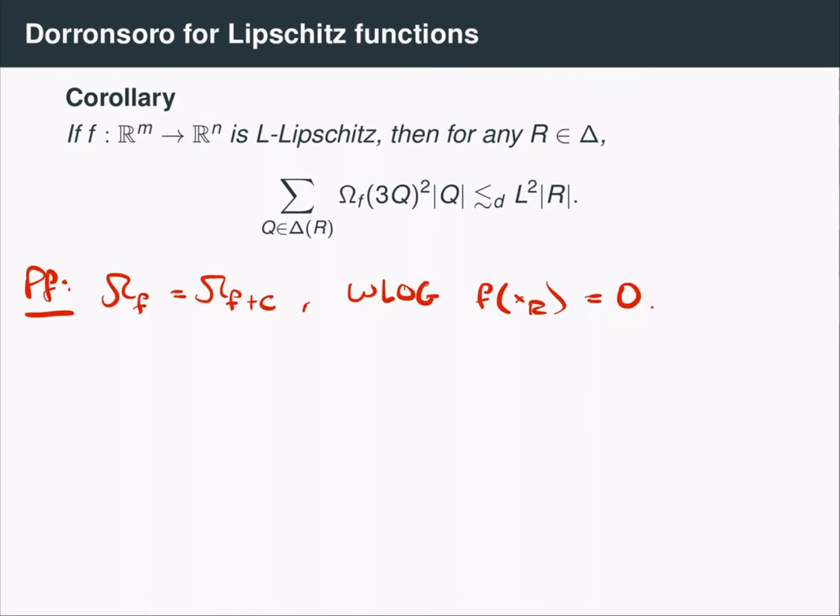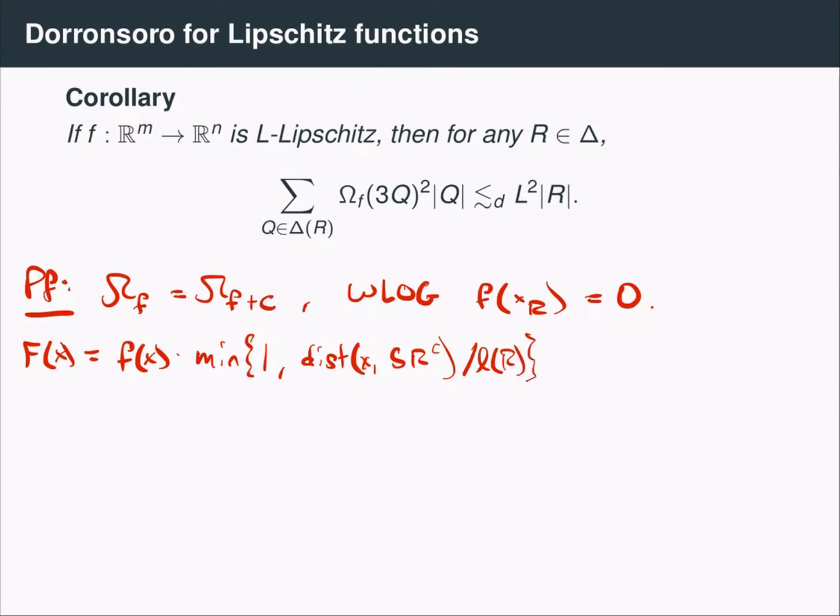The next thing that we're going to do is truncate our function f. So we're going to define a function big F that's going to equal little f of x times the following function: the minimum of 1 and the distance from x to the complement of 5R, divided by the side length of R. Okay, so what's going on here?